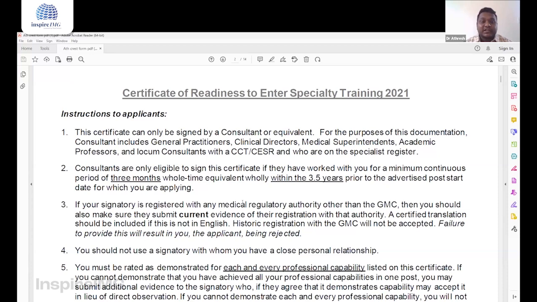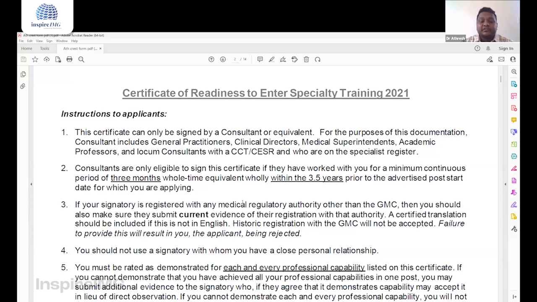If it is a UK consultant, even if he is a local consultant, it is fine. He can sign your CREST form if he has the CCT, that means completion of training, and also he's on the specialist register in the UK. If you're getting it signed from a specialist doctor who is not in UK or who is not registered in UK, for example, a specialist in India, you can get it signed as long as he is ready to share his registration with his state body.